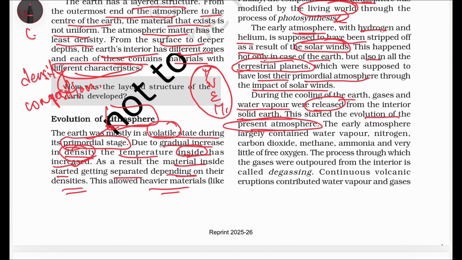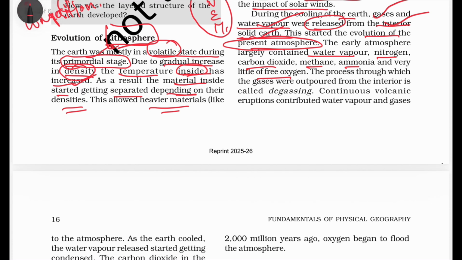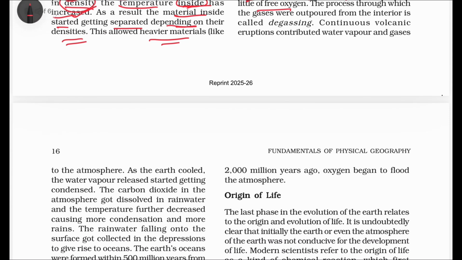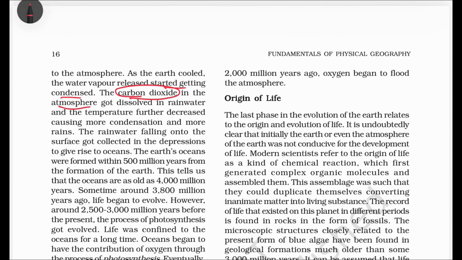Because of the escape of water vapor and various gases from the interior of the solid Earth, the present atmosphere came about. The early atmosphere largely contained water vapor, nitrogen, carbon dioxide, methane, ammonia and very little free oxygen. Because the water vapor got condensed, there was continuous rainfall, and the carbon dioxide in the atmosphere got dissolved in this rainwater, and the temperature further decreased, causing more condensation and more rains.